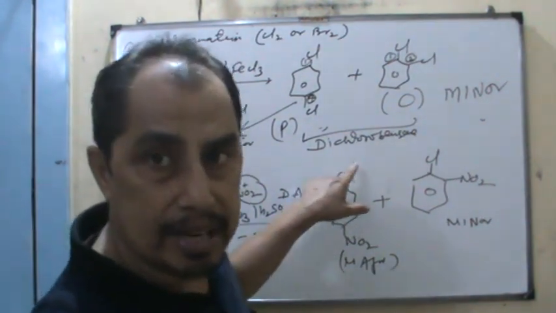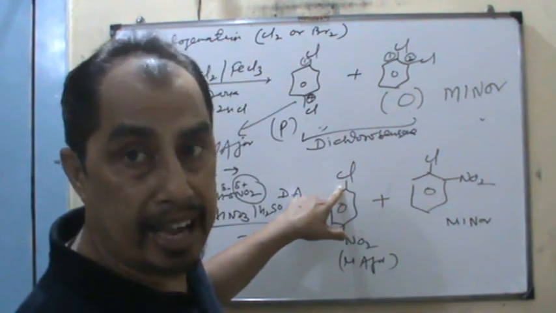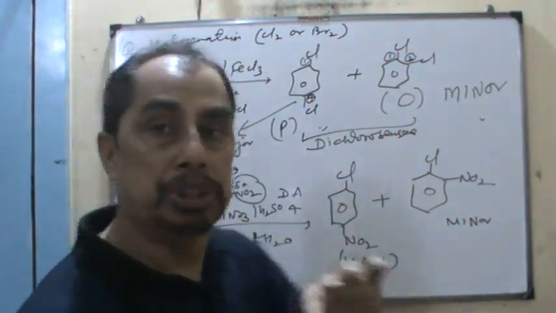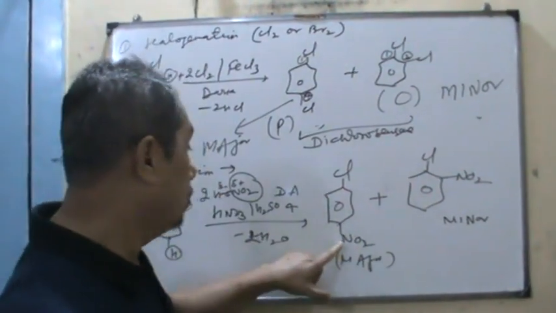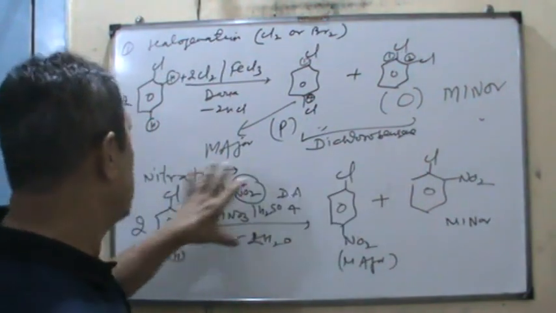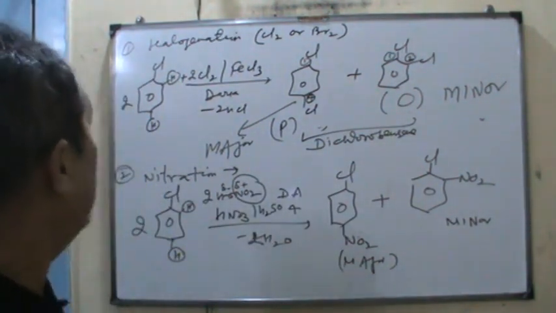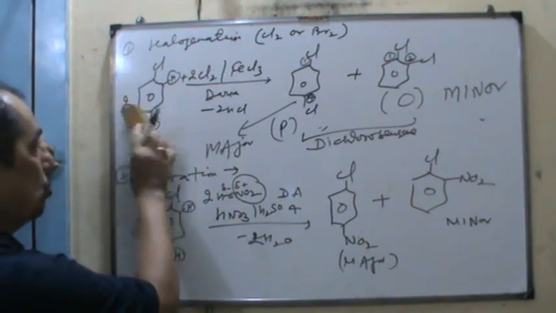So IUPAC name takes alphabetically. One stands for C, which comes before N. 1, 2, either you proceed clockwise or you proceed anti-clockwise. Para is only 1, 2, 3, 4. 1-chloro-4-nitrobenzene and 1-chloro-2-nitrobenzene. So another very important electrophilic substitution reaction of chlorobenzene is the nitration, which is over.